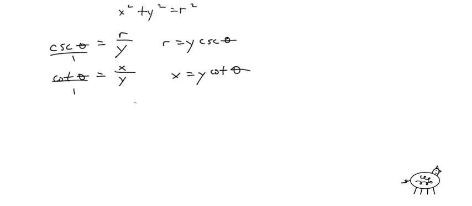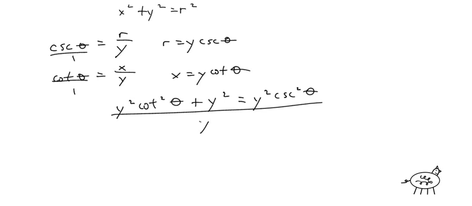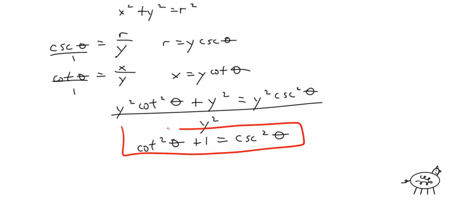We substitute that in, so for x squared it's going to be y squared cotangent squared of theta plus y squared is equal to r squared, which is y squared cosecant squared of theta. Now they all have y's, so we divide everything by y squared. And I get cotangent squared of theta plus 1 equals cosecant squared of theta. Of course, this gets another red box.